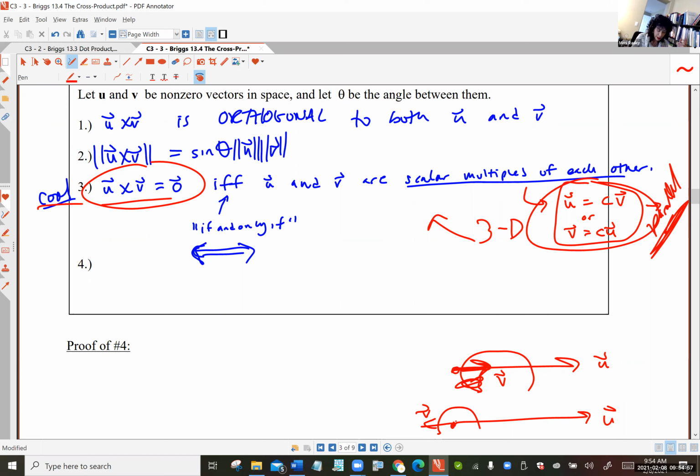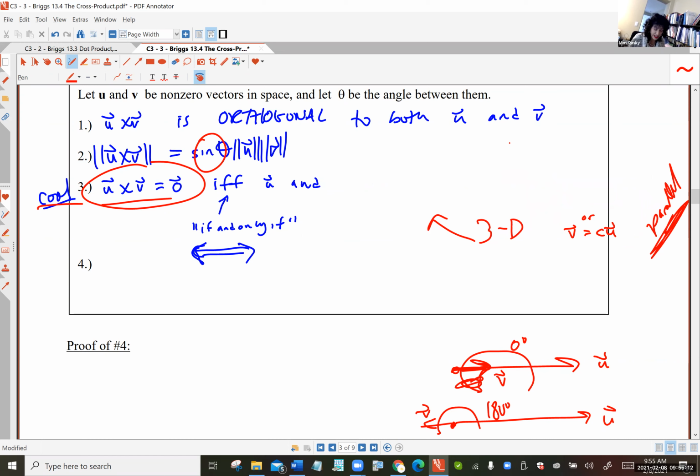And so why is that? Well, because the sine of the angle between them, sine of 0 degrees or sine of 180, is going to be 0. So you're going to have 0 magnitude, so you get the 0 vector. So you can read this in any direction. I'm going to read it in the opposite direction. If u and v are parallel, that means their cross product is the 0 vector.